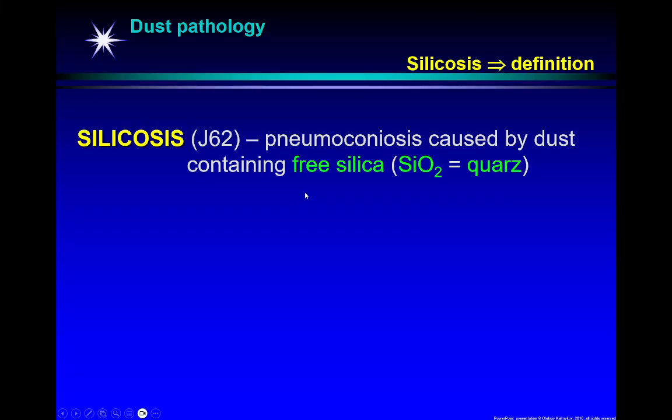So let's continue with some specific types of pneumoconiosis. Silicosis. It's a pneumoconiosis caused by dust containing free silicon dioxide. We also name it quartz or silica. The maximum permissible concentration of silicon dioxide in the air of the working area varies from 1 to 4 milligrams per cubic meter, depending on the size of dust particles.